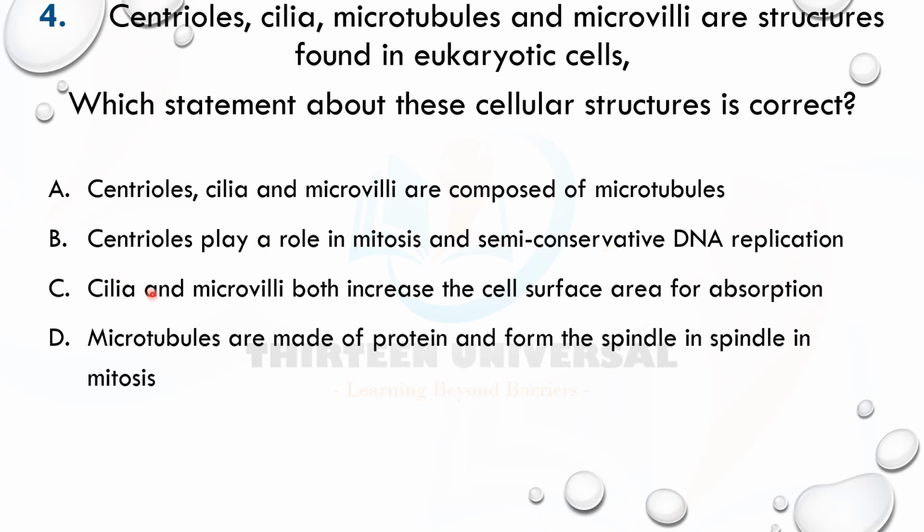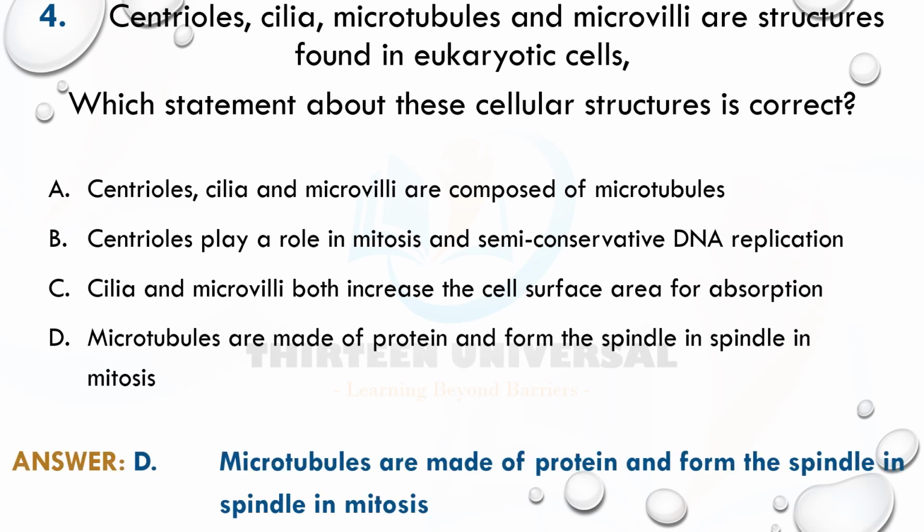C says cilia and microvilli both increase the surface area for absorption. Nope. What increases surface area for absorption is microvilli. Cilia is for movement. So C is wrong. That means D is right. Let's check it out. Microtubules are made of protein. Yep, tubulin protein. And they form the spindle in mitosis. Yes, the assembly of microtubules is called the spindle. All right, let's go to the next question. So the answer is D.